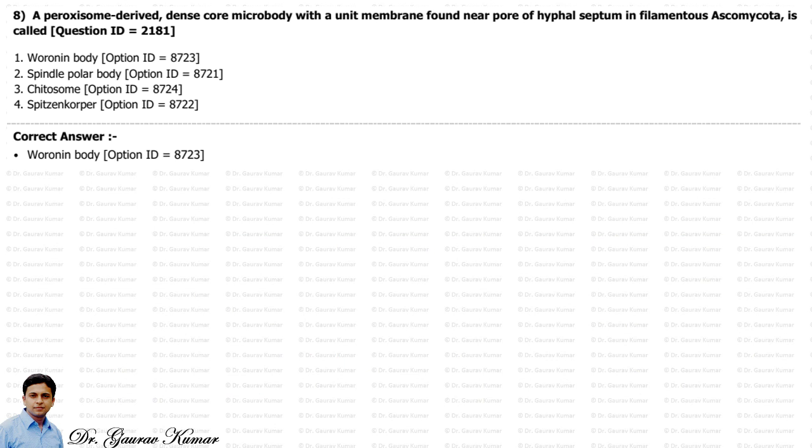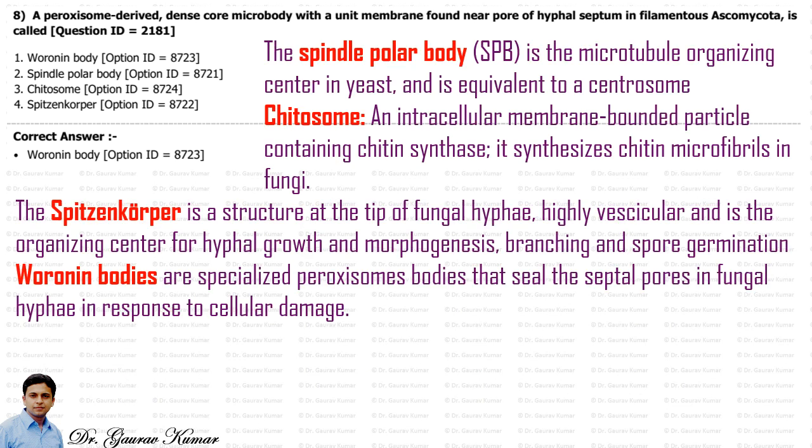Next question, a peroxisome-derived dense core microbody with a unit membrane found near the pore of the hyphal septum in filamentous Ascomycota is called. The answer is Woronin body. We will just see the other options. The spindle pole body, SPB, is the microtubule organizing center in yeast and is equivalent to a centrosome. A chitosome is an intracellular membrane-bound particle containing chitin synthase. It synthesizes chitin microfibrils in fungi.